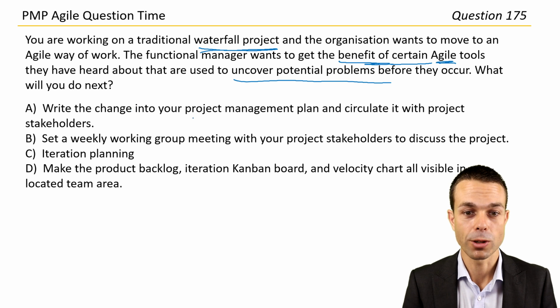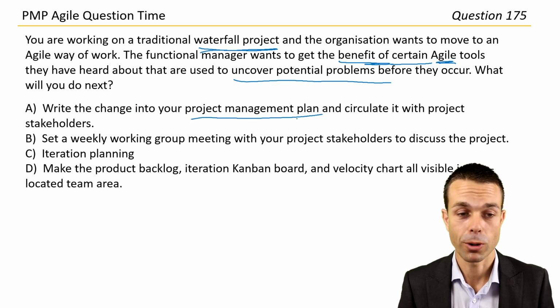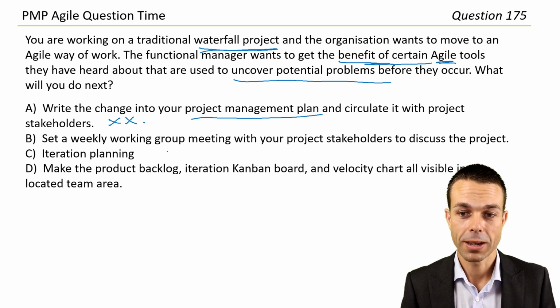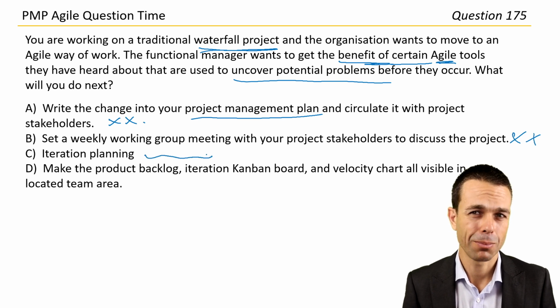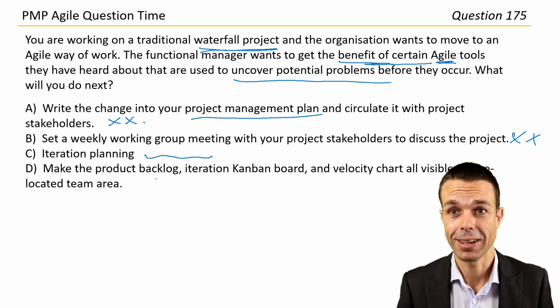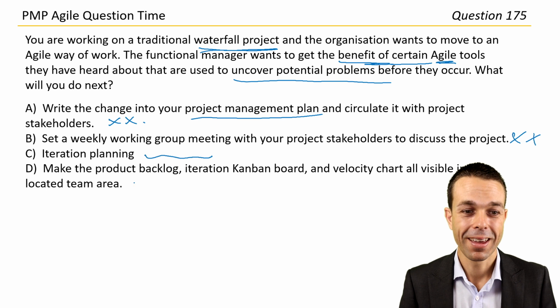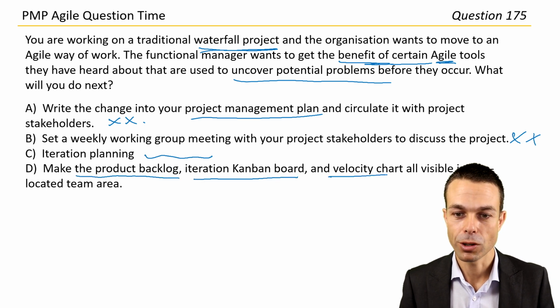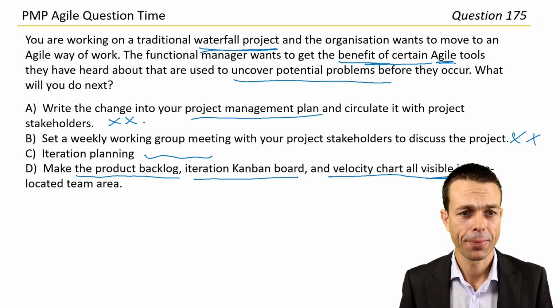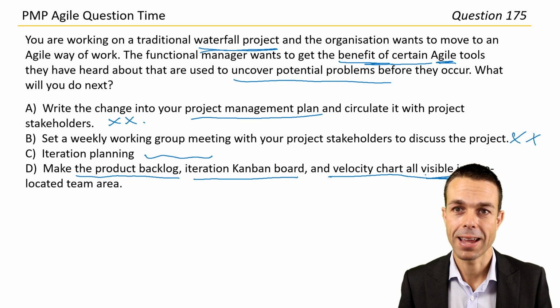Write the change into your project management plan and circulate it with project stakeholders. Not really agile, no. Set a weekly working group meeting to discuss the project. Not really agile as well. Iteration planning, maybe, but just jumping straight into iteration planning will probably scare a lot of people. So that might not be the best. Make the product backlog, iteration Kanban board, and velocity chart all visible in a co-located team area. I think that's probably the best answer.